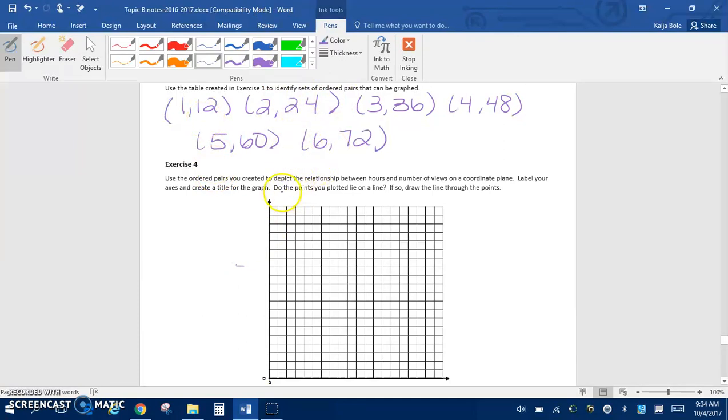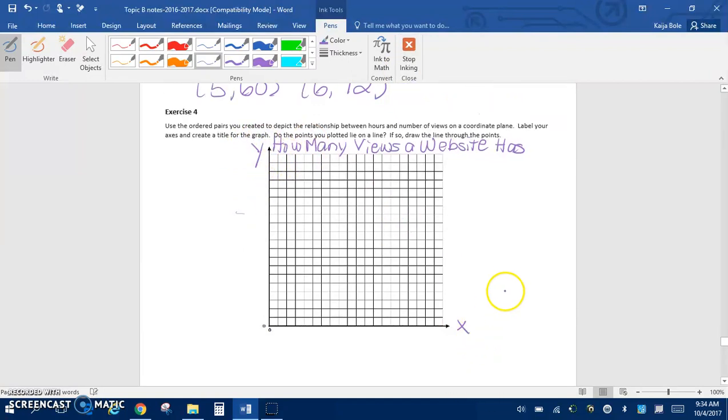So, for the title, we can put something like how many views a website has. I would always do the title first just so I don't forget. Alright, and then we're going to label: this is our Y going up and down, and this is our X going side to side. We know the X value was the hours according to our tables and our coordinate pairs, and then our Y axis is going to be number of views. So go ahead and label those.